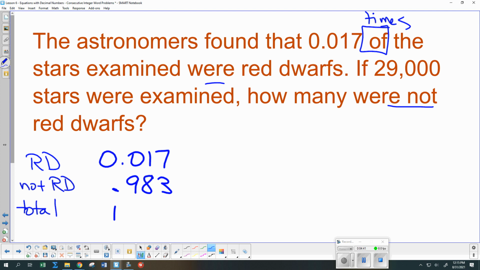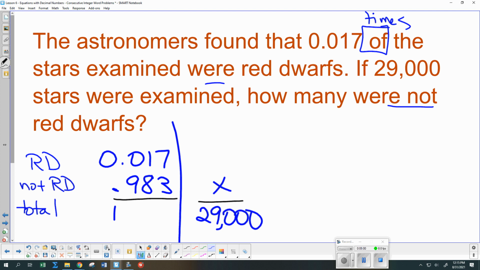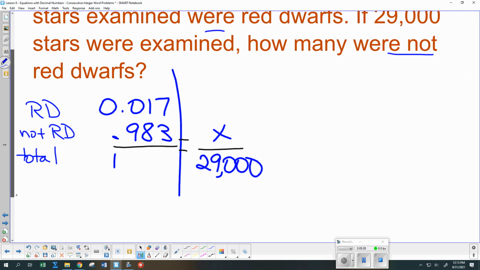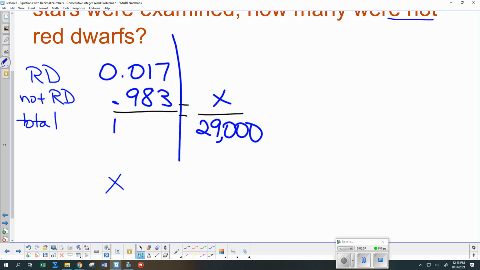Then they tell me 29,000 total were examined. And I want to know how many were not red dwarfs. So I need something right there for the actual. My 2 complete rows then: 0.983 over 1 equals x over 29,000. And I can do my cross product. 1 times x is x.